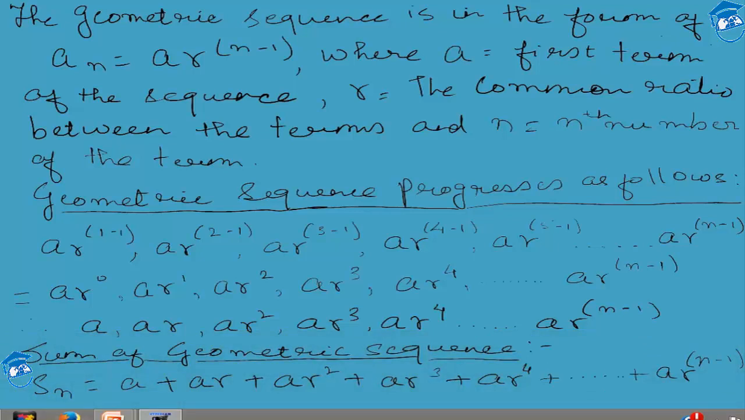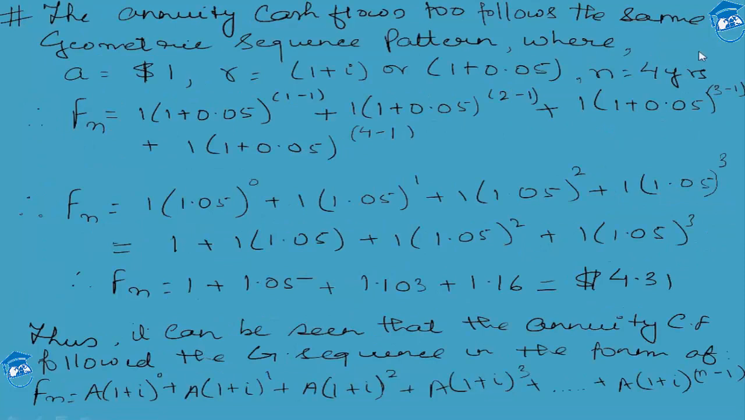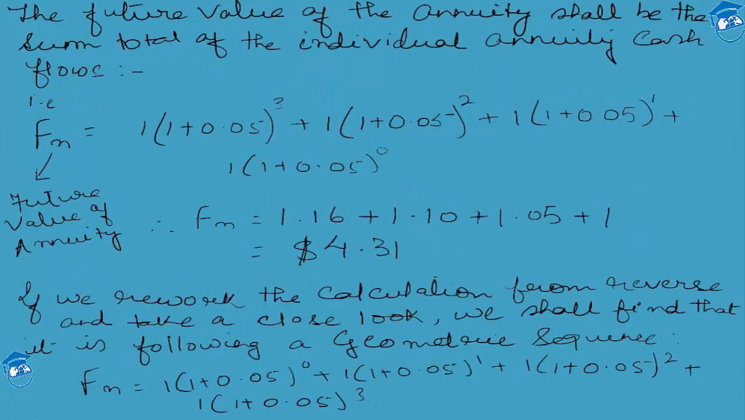Now if you take a closer look, the annuity cash flows too follow the same geometric sequence. Again, referring back to our actual slide where we saw the sum of the future value of the annuity, if you take a closer look, it is also growing in the pattern of a geometric sequence.